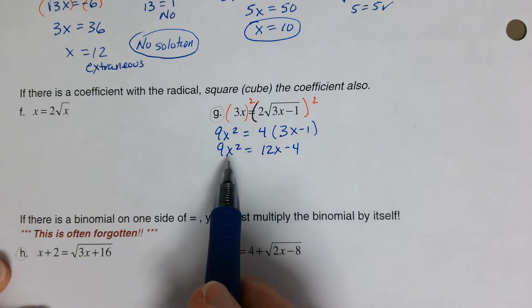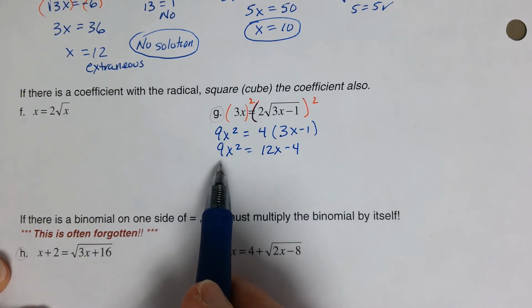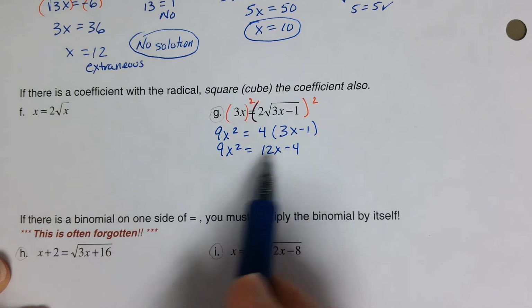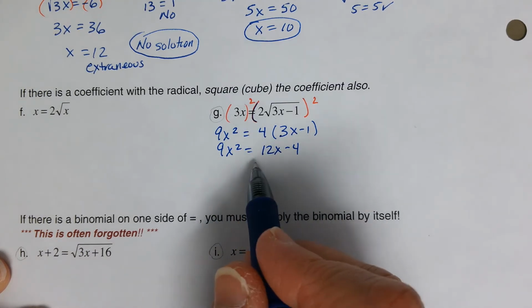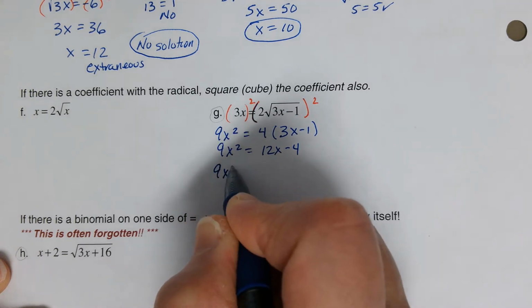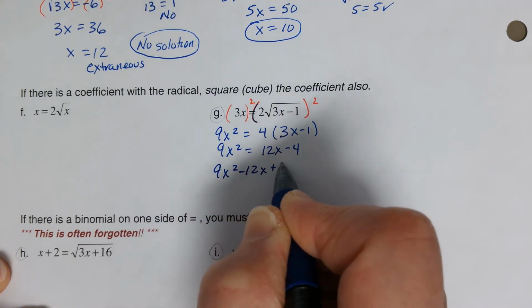Now it's quadratic, so standard form, 9x squared on the left-hand side. 9 is positive there, keep it there. Bring the 12x minus 4 over to the other side. So subtract 12x and add 4.